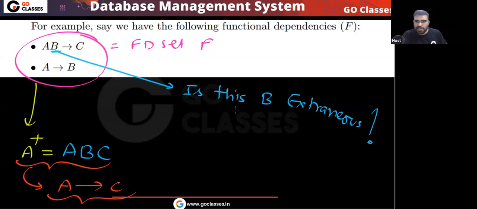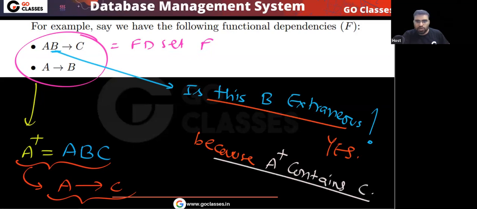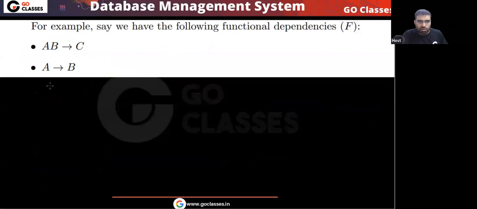So can I say B is extra? The answer is yes, because if you find A plus, that contains C. Is this understood? So remember, this B is extra. It is extraneous, so what can you do? You can remove it.